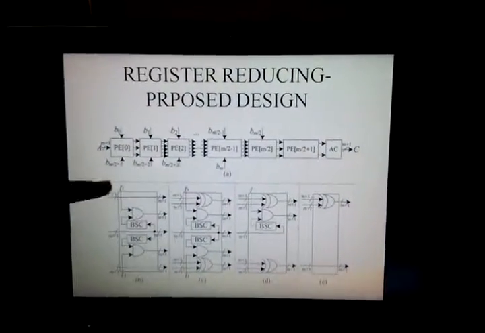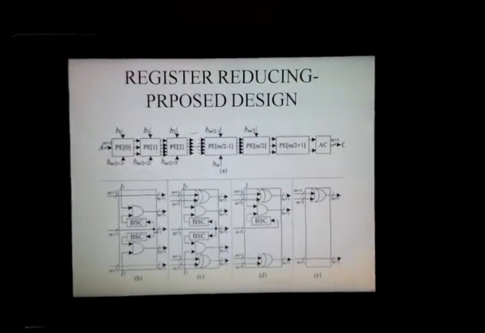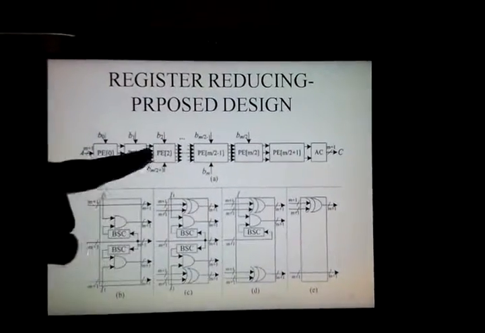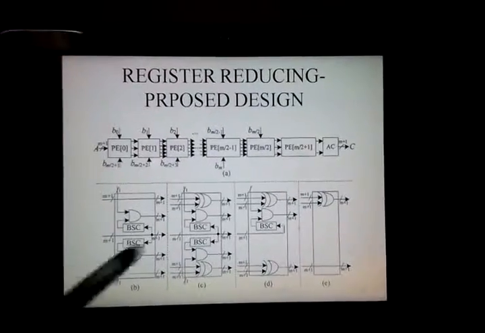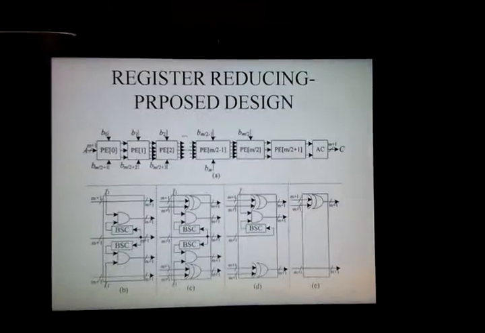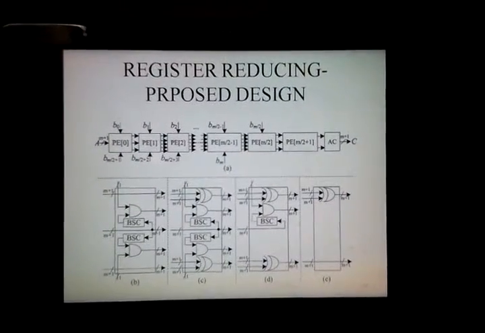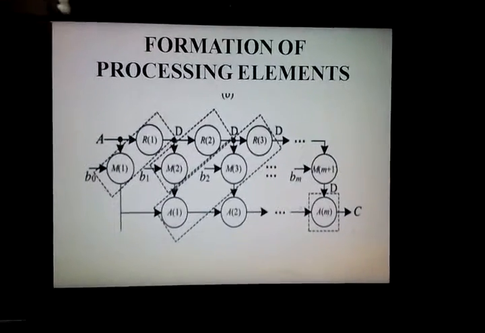That is the first structure. It is the internal structure of the processing element PE of 0, the second one is the internal structure of PE of 1, and the third one is the internal structure for PE of 2, and it goes on. The last one is the internal structure of AC, the addition unit. And this is the formation of my processing elements.